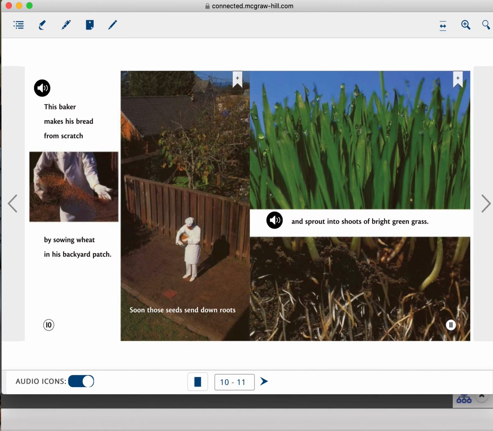Let's reread this page. This baker makes his bread from scratch by sowing wheat in his backyard patch. Soon those seeds send down roots. When I first heard the word sow wheat in his backyard patch, I didn't quite understand. Now that I reread it and use my picture to help, it seems like sowing means to spread out or plant the seeds.